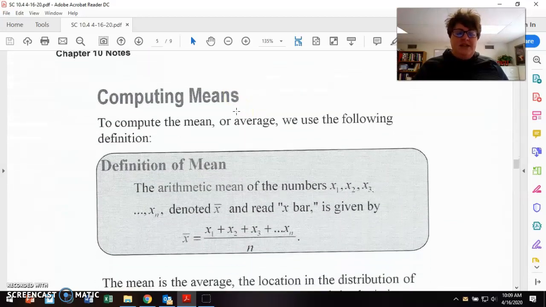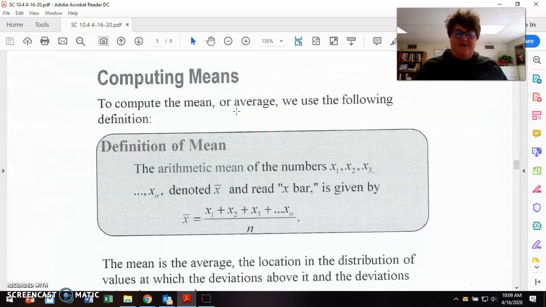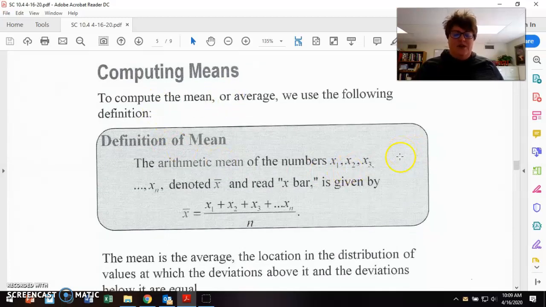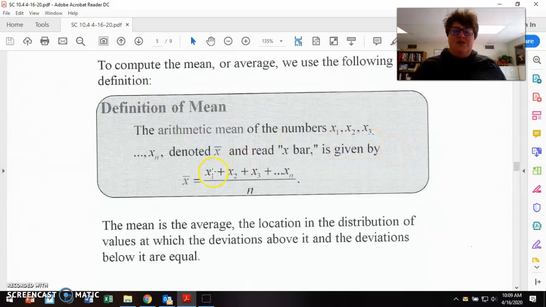Again, this is the official definition of computing a mean. Your X values are your scores or your data points or your ages, and N is the number of X values that you have. So you add them up and then divide by the number of those values that you have. It's denoted by X bar. That's the definition of a mean.